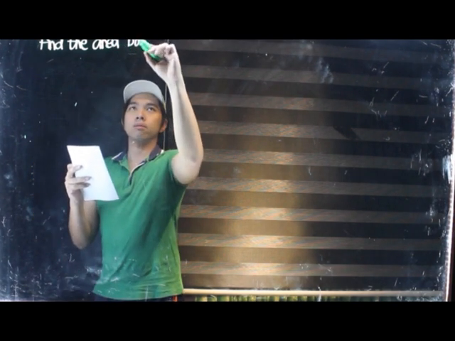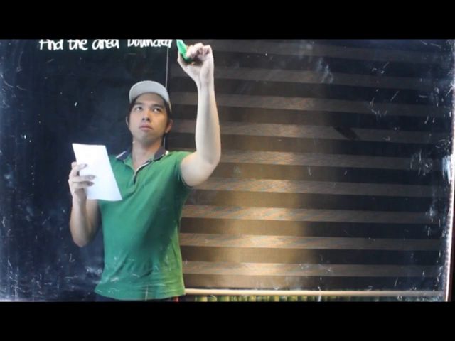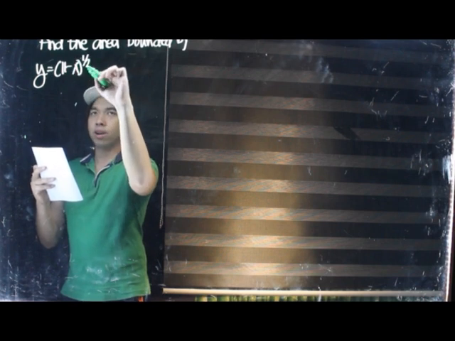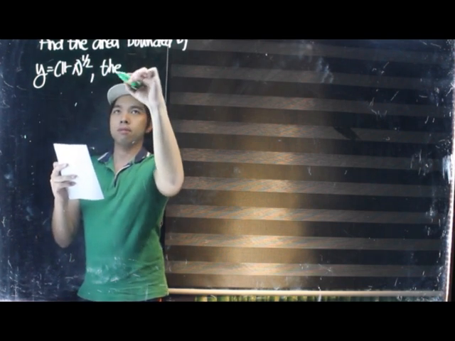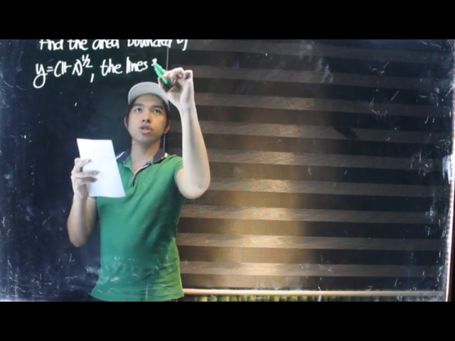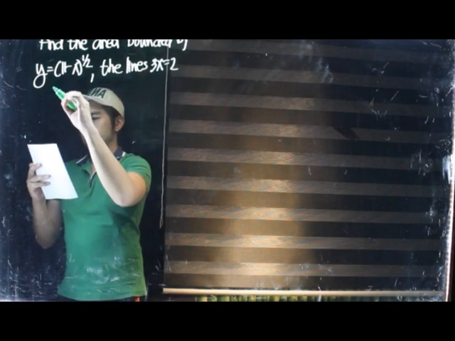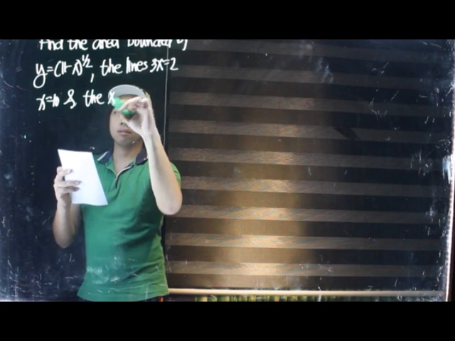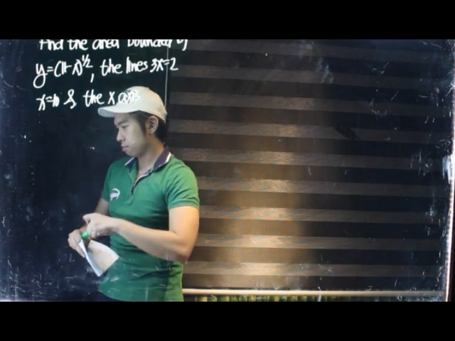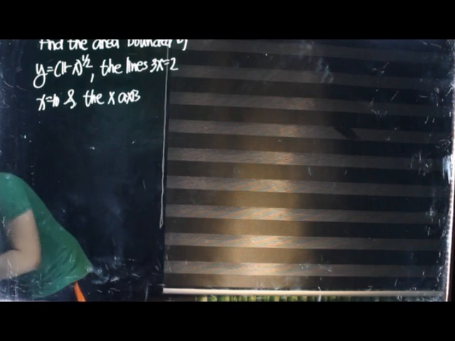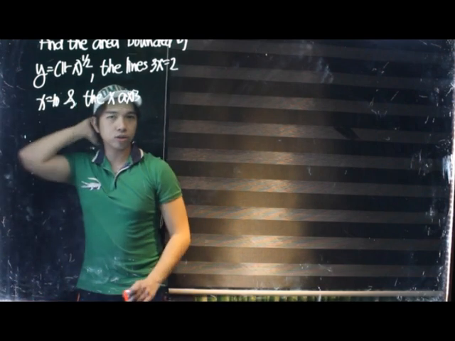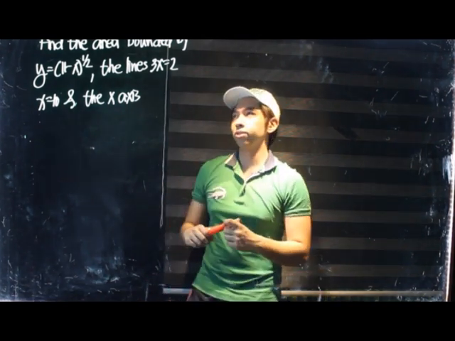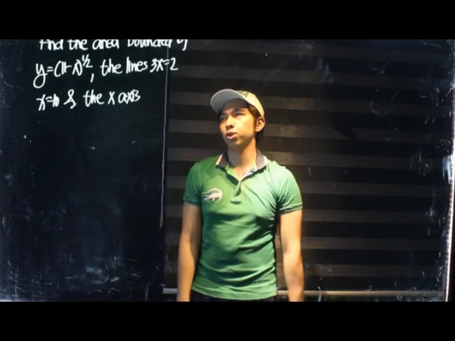bounded by y equals 11 minus x raised to 1/2, the lines 3x equals 2, x equals 10, and the x-axis. So how are we going to solve this problem? Find the area bounded by y equals 11 minus x raised to 1/2, the lines 3x equals 2, and x equals 10.